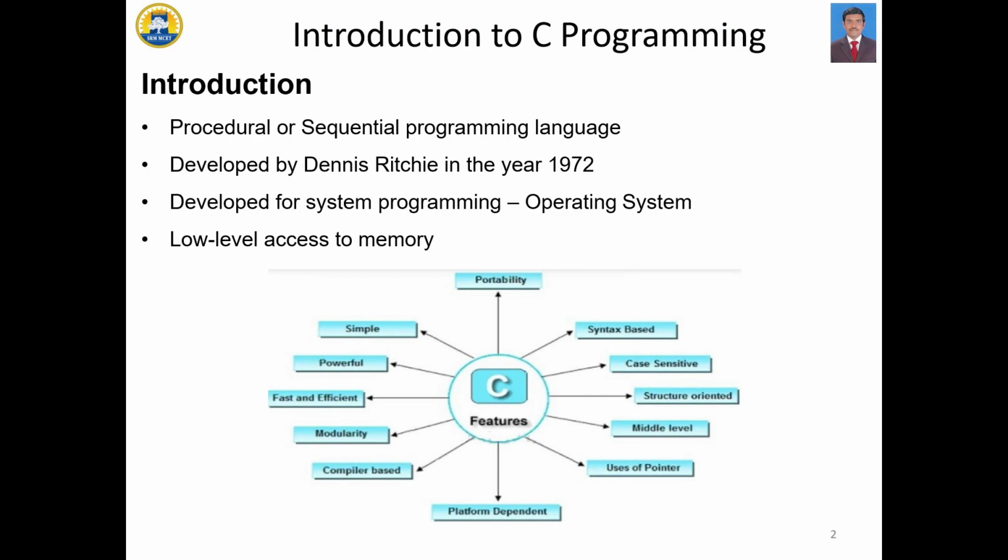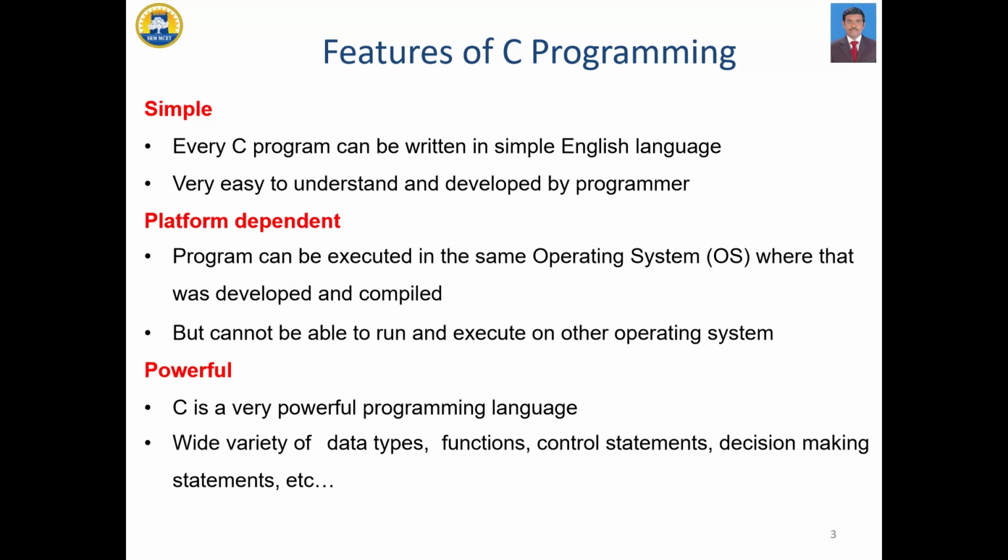Features of C language. So there are various features. C language is portable, simple, powerful, fast and efficient. Modularity, compiler-based, platform-dependent, system-based language. It is a case-sensitive, structure-oriented and middle-level language. In C programs, we have to use pointers also.